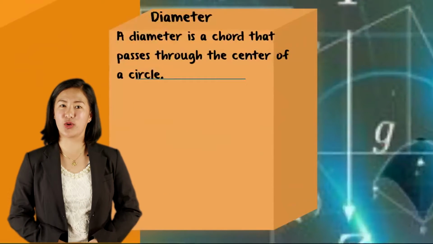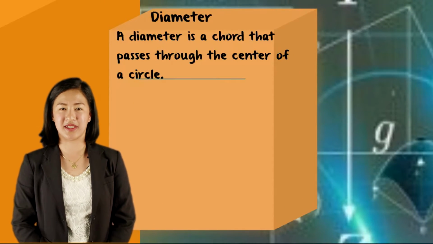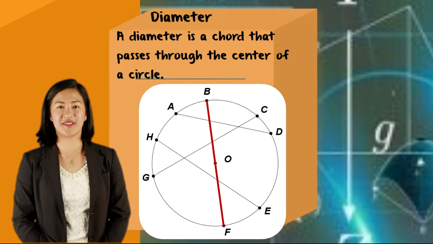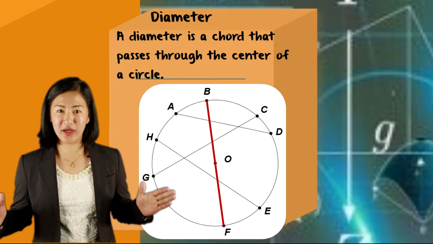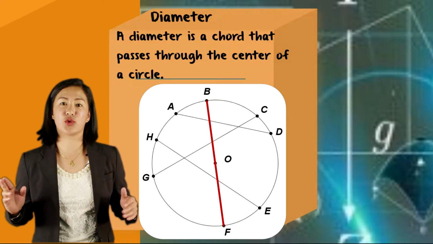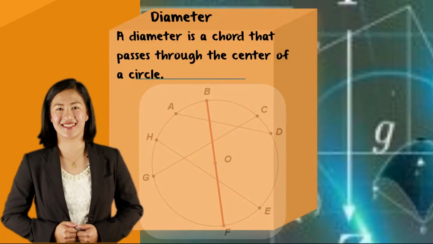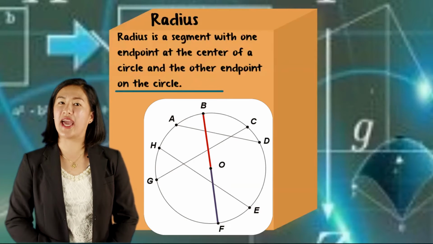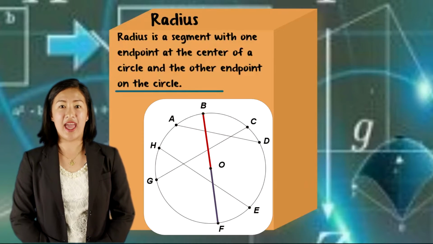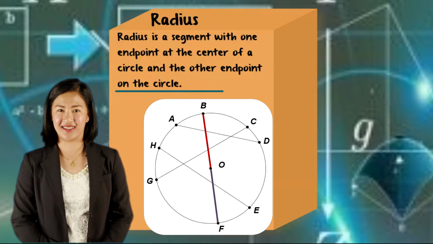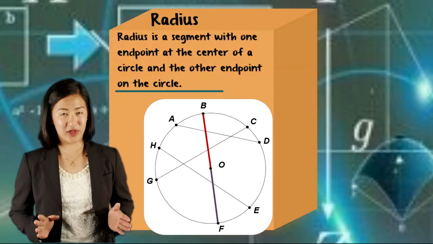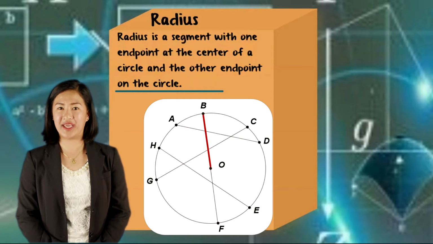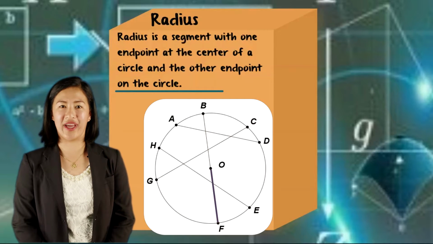A diameter is a chord that passes through the center of a circle. Chord BF is the diameter of circle O. It is the longest chord of a circle, and it is twice the length of a circle's radius. Radius is a segment with one endpoint at the center of a circle and the other endpoint on the circle. The radii, the plural of radius, in circle O are line segment OB and line segment OF.